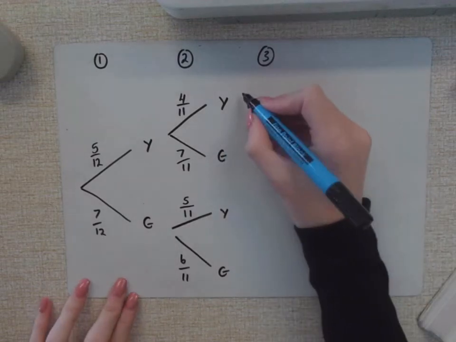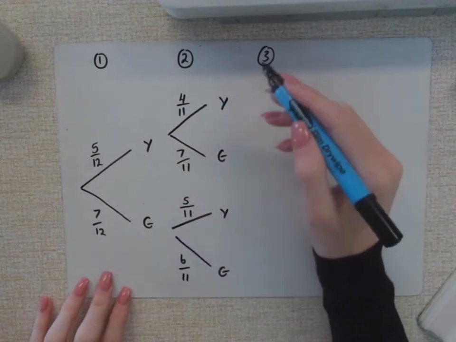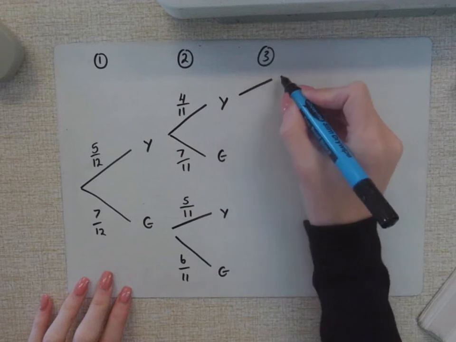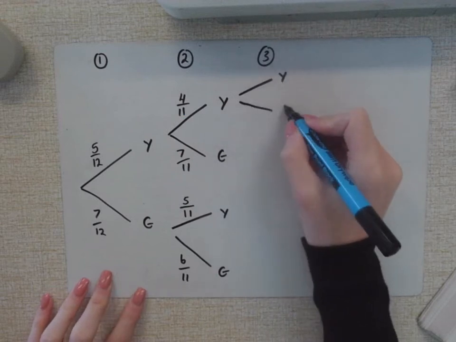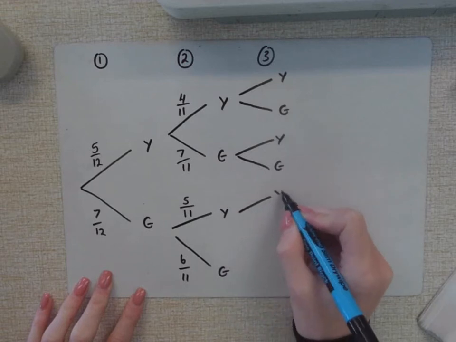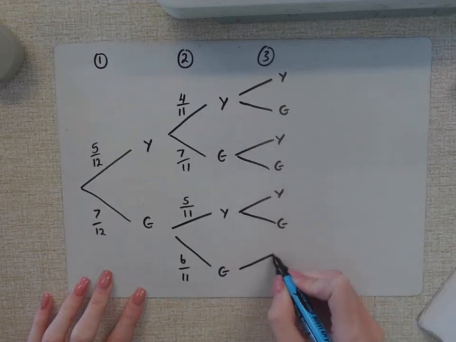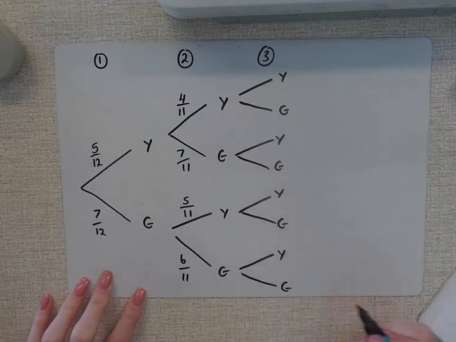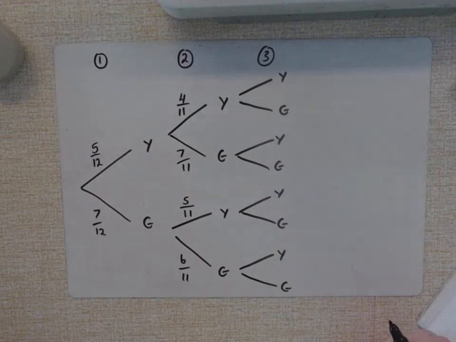Okay. Now, if the first and the second was yellow, my options are yellow and green. Same the whole way down, but the probabilities are going to change. Okay?